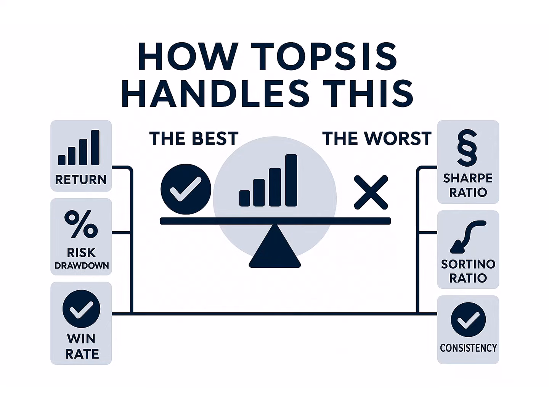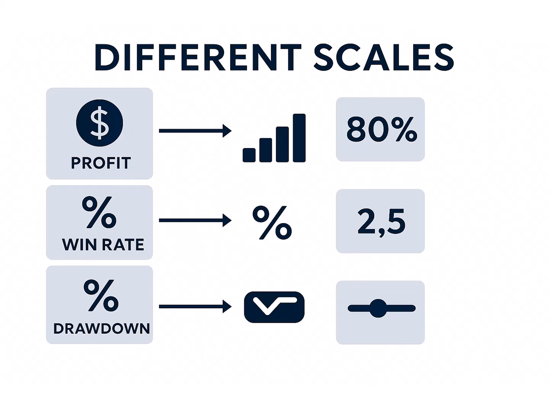Now after gathering all these numbers, we have to solve another problem, because all these metrics are on completely different scales. Profits might be in dollars, win rate is a percentage, Sharpe ratio is usually between 0 and 3 or 4, and drawdown is a percentage where lower is better. So how do you compare these? Because you can't just add them up together.